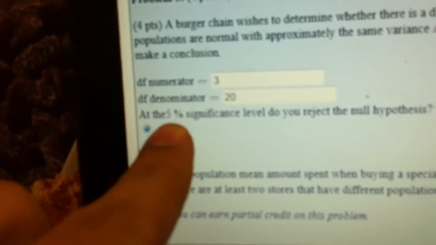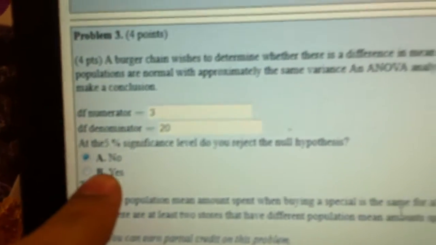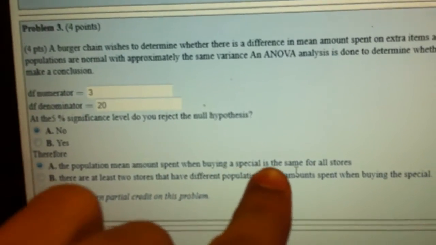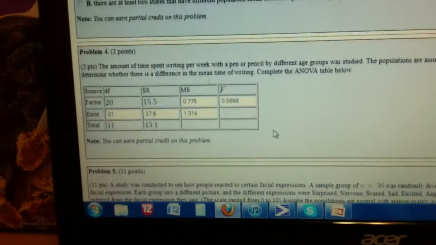So that's greater than your 5% significance level, so therefore you do not reject. And then you say the population is the same for all stores if you do not reject. If you do reject, it would be the opposite.